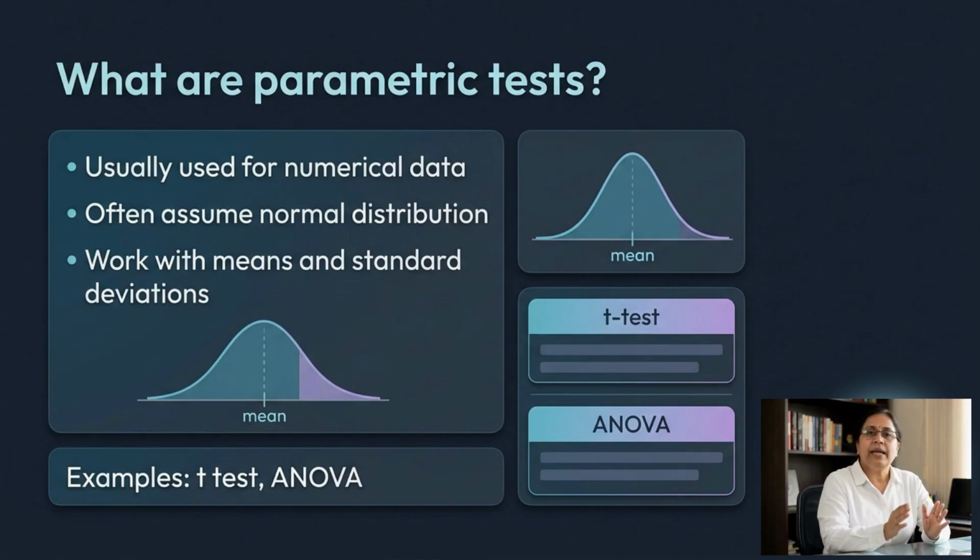Let us begin with parametric tests. Parametric tests are usually used with numerical data and often work best when the data meets certain assumptions, such as approximate normality. These tests commonly involve values such as means and standard deviations. Examples include the t-test and ANOVA. So when data behaves in a more regular and assumption-friendly way, parametric tests are often chosen.